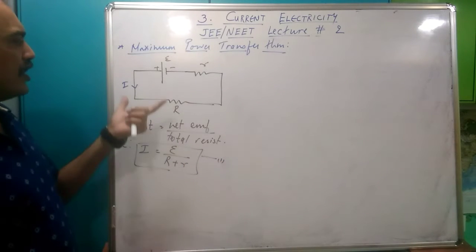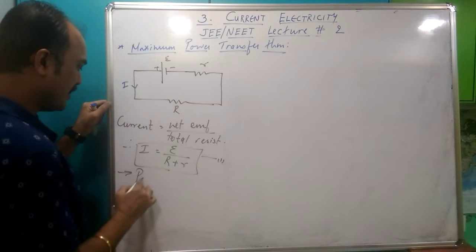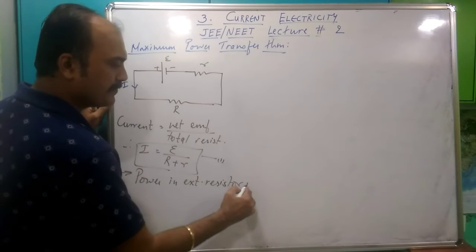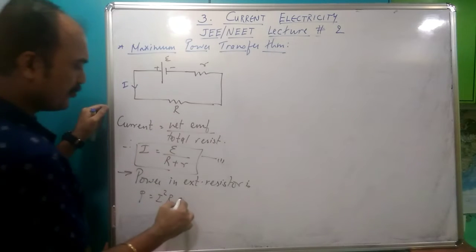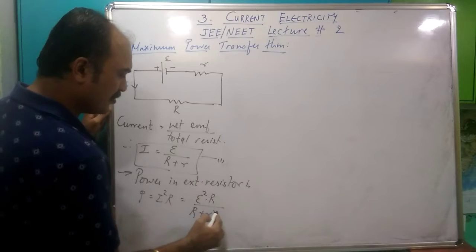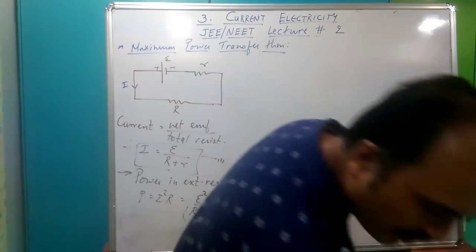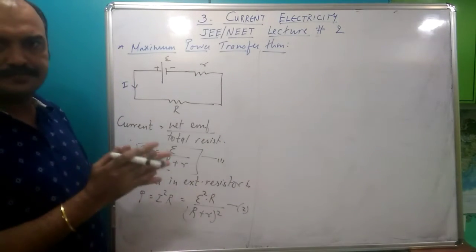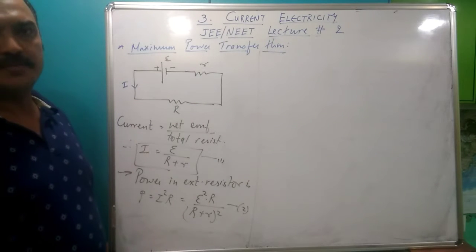Second, the question, what is the power developed in the external resistor? So the power in the external resistor, you can say P is I square R. In place of I am going to put this equation. So this becomes epsilon square R over R plus r the whole square. Pretty normal stuff. Now comes the important stuff. What is the important stuff? They have asked us what would be the condition for the power in the external resistor to be maximum.